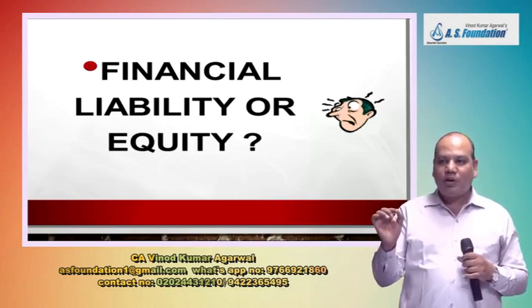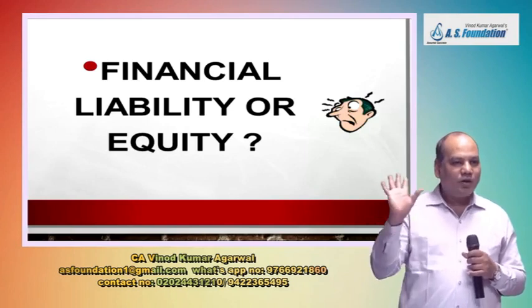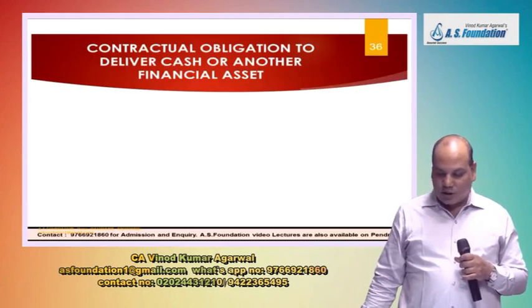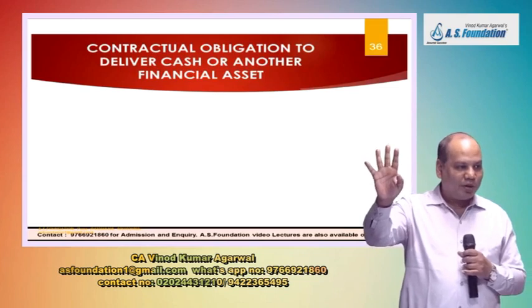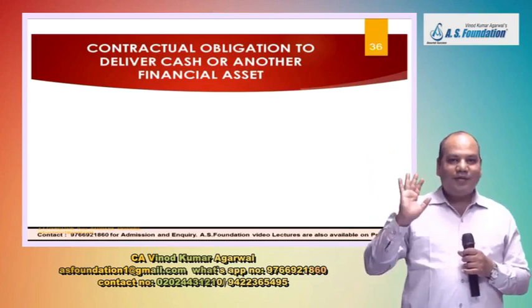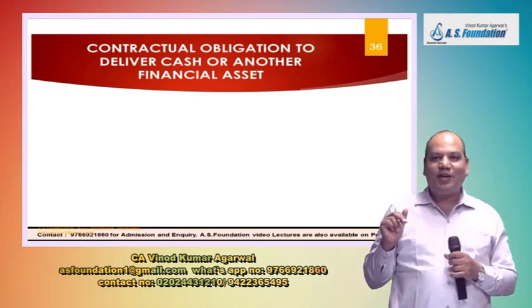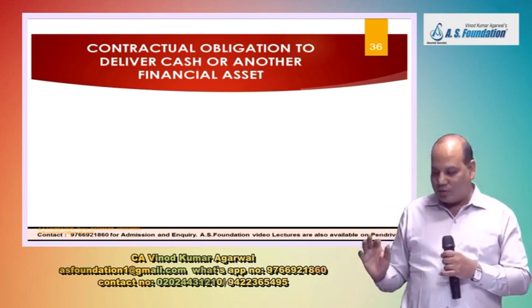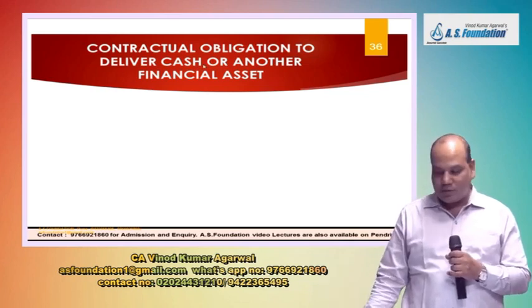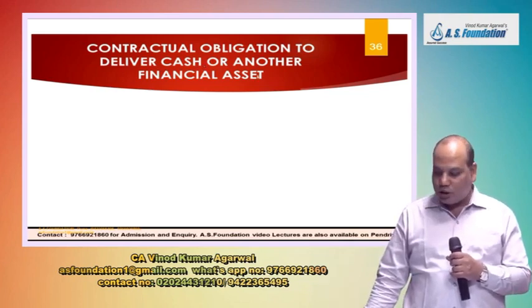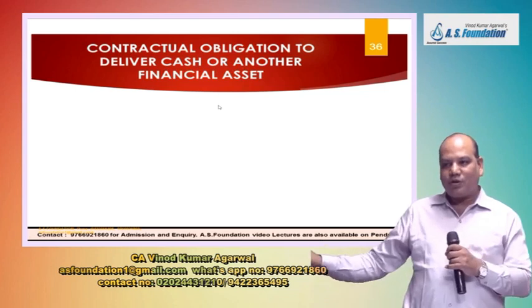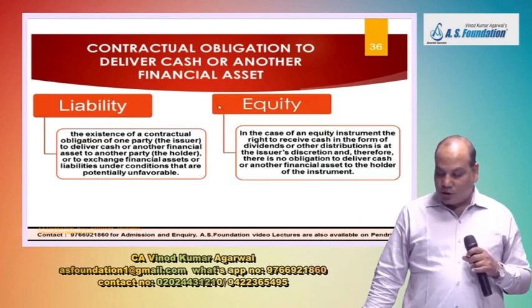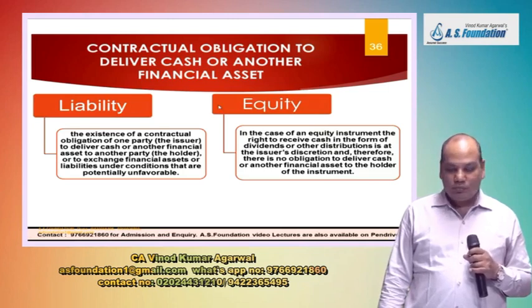Now I'm going to give you a simple test to identify a financial liability. And if it is not a financial liability, then it is an equity. First of all, it should be a financial instrument. Then next task is whether within that it is a financial liability or equity. So what is a simple test? This is a very simple test. Is there a contractual obligation to deliver cash or another financial asset? For most of the simple questions, this test will be sufficient. Check the contractual obligation to deliver cash or another financial asset.